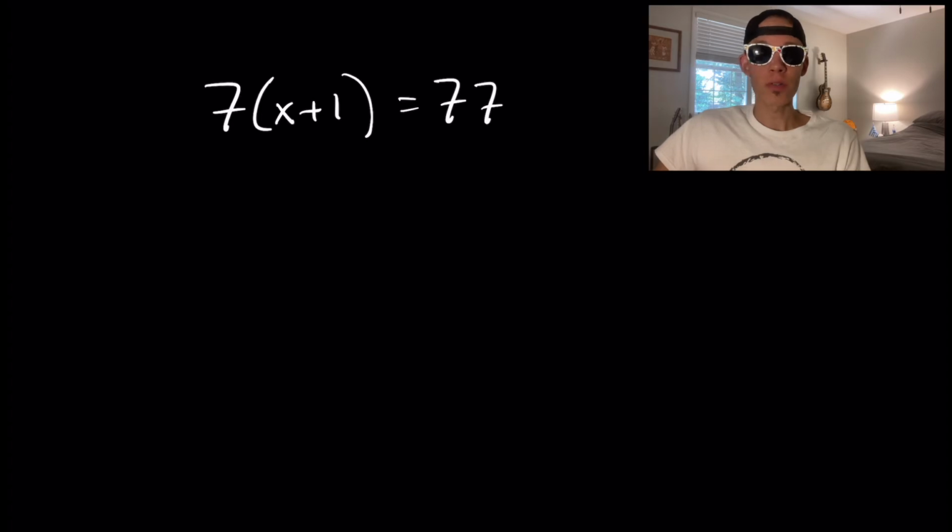Let's look at solving multi-step equations. So now we're using more than 2 steps to help us solve for the missing variable. So this question here, 7 times (x + 1) equals 77, there's 2 ways that we can do it. So I'll show you both.